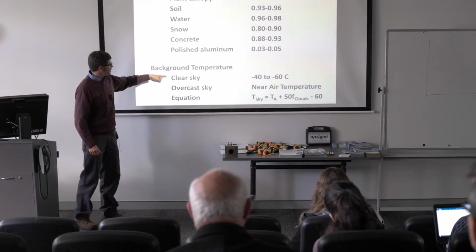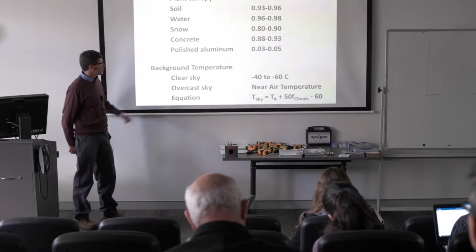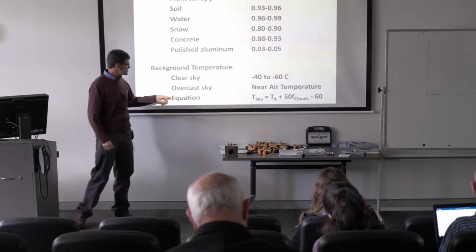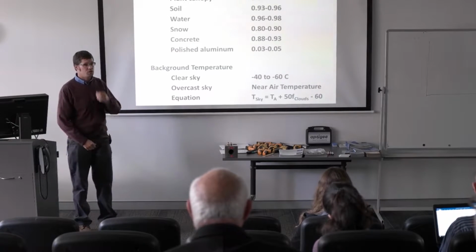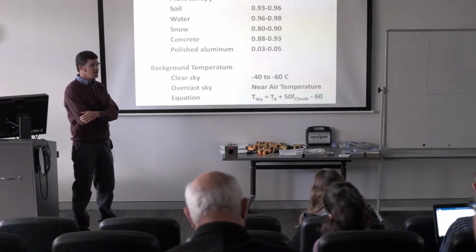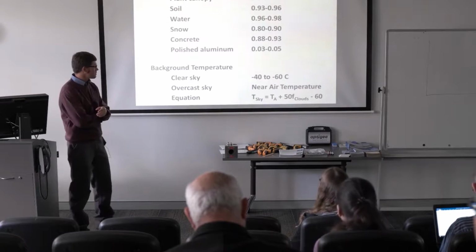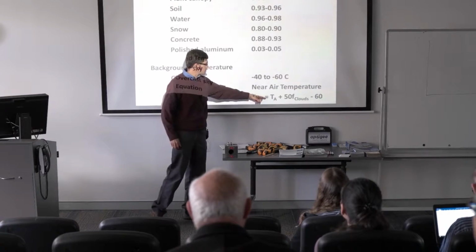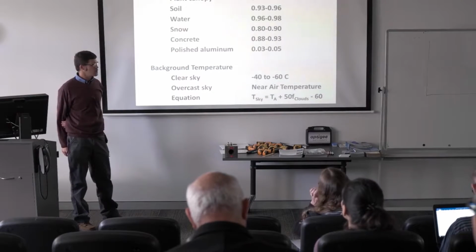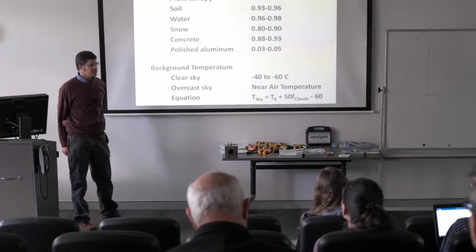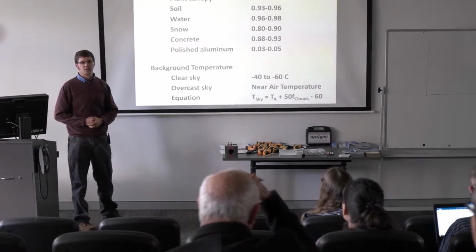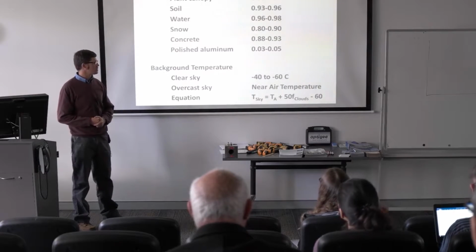And so this just gives you an idea of background temperature. Clear sky will be very cold. Overcast sky will be near air temperature. And this is a simple equation that we derived in Logan, Utah, that you can use to estimate the background temperature or the sky temperature in the 8 to 14 micron range. So you take the air temperature and you add 50 times the fraction of clouds and then subtract 60. So the fraction of clouds is basically what percentage of the hemisphere of sky is cloud cover and what percentage is clear.